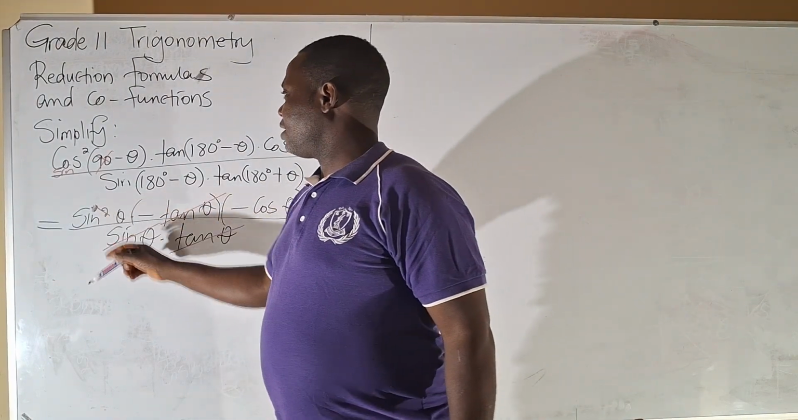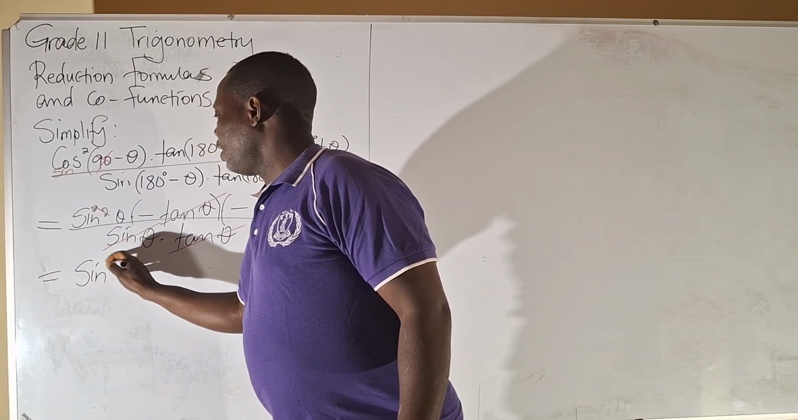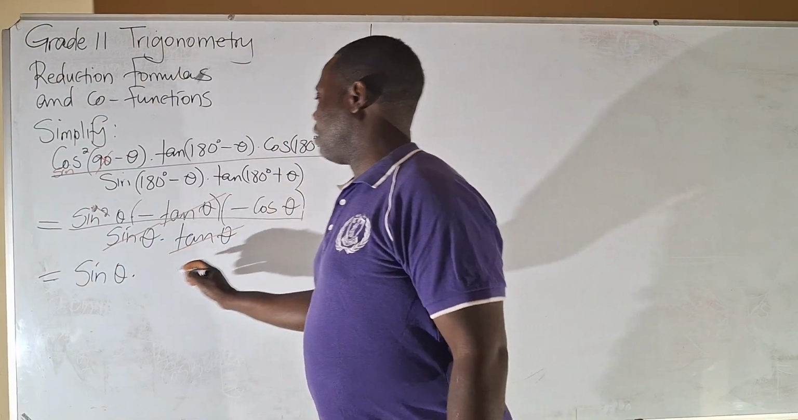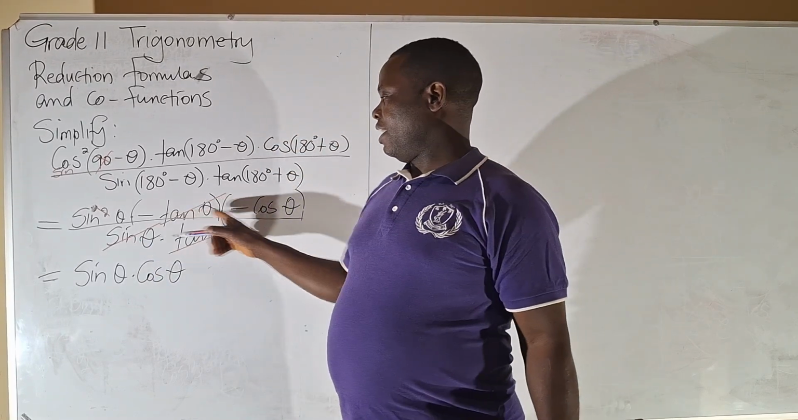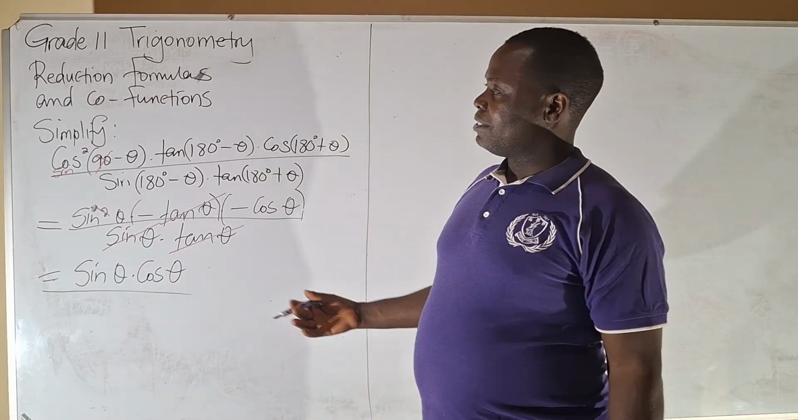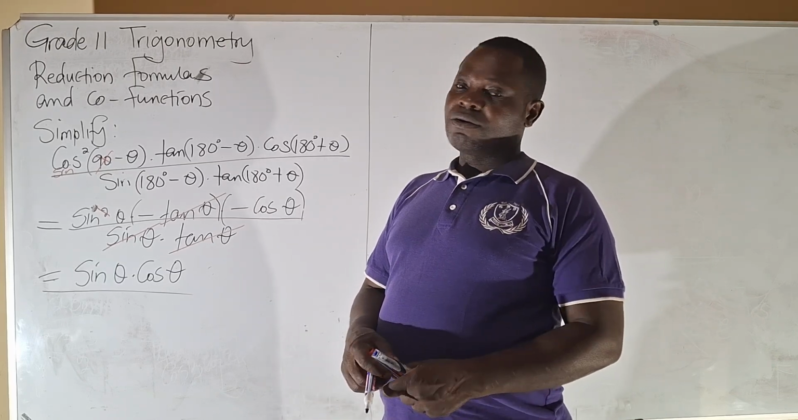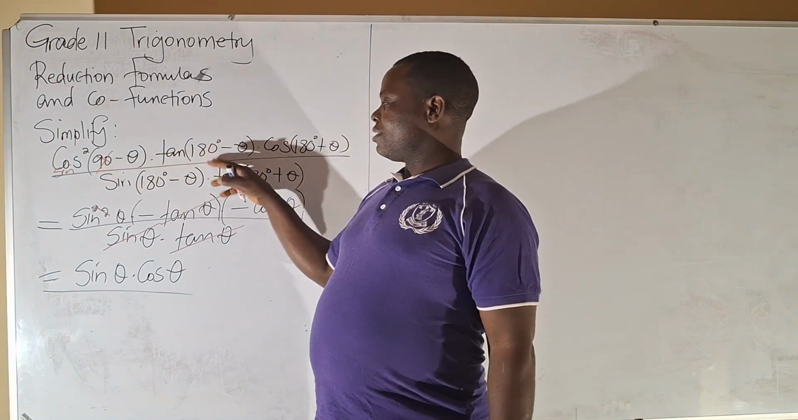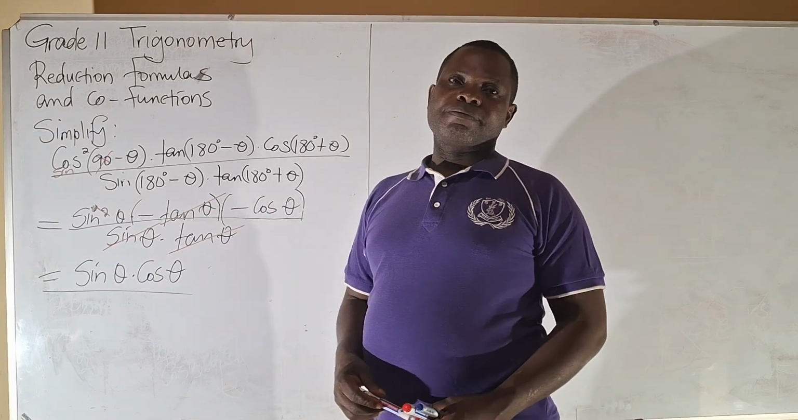So from this sine squared theta, I remain with sine theta. And from cos theta, everything is divided, so I'm left with cos theta. This is equal to cos theta. The negative and the negative make it positive. This is my answer for that question. I'm done simplifying the expression using reduction formulas and co-functions. So important, I must make sure I look for this followed by identities, and then I can simplify my answer. That's about it.